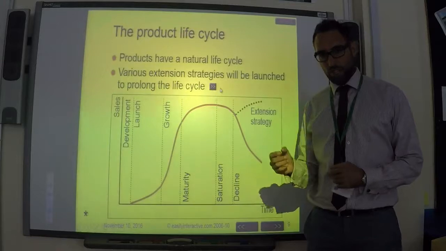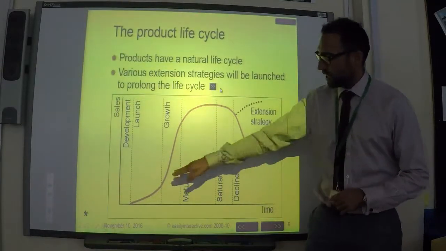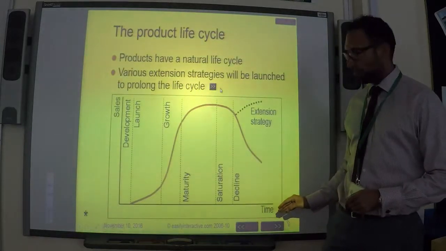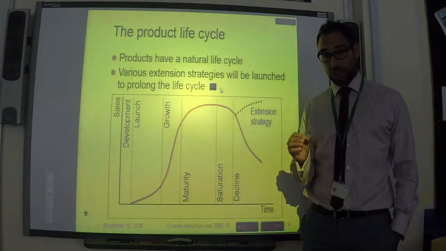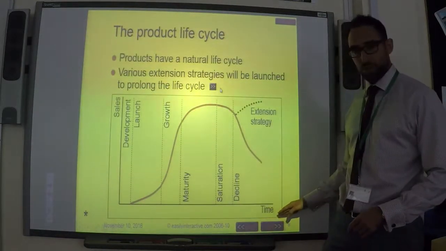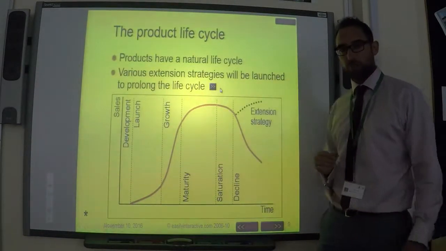So what is the product life cycle? Well, it shows the relationship of sales over time. Okay? So it's really important if you do get asked the question about the product life cycle that you are referring to both sales against time, because that is what the product life cycle is showing.